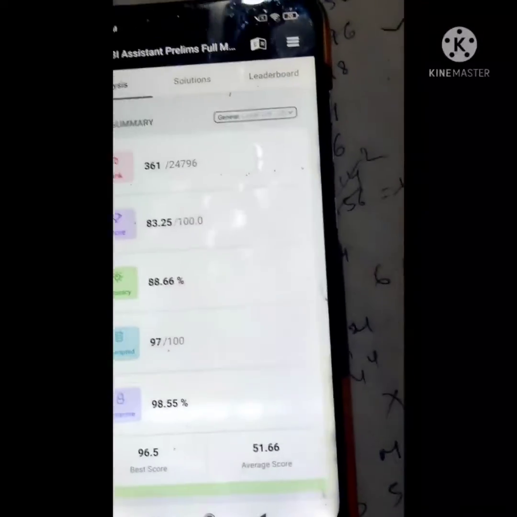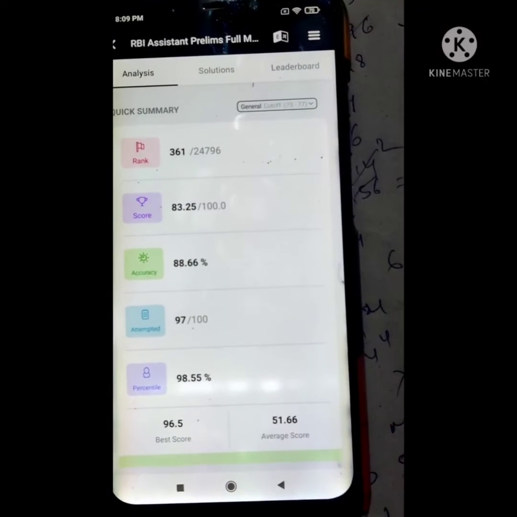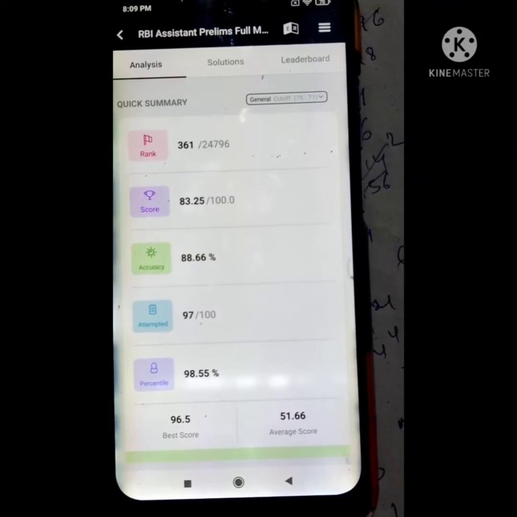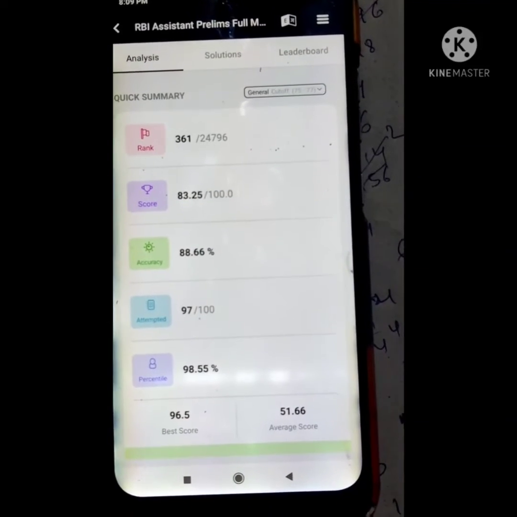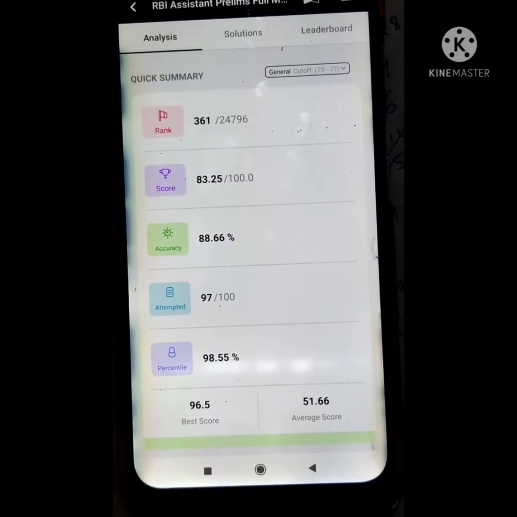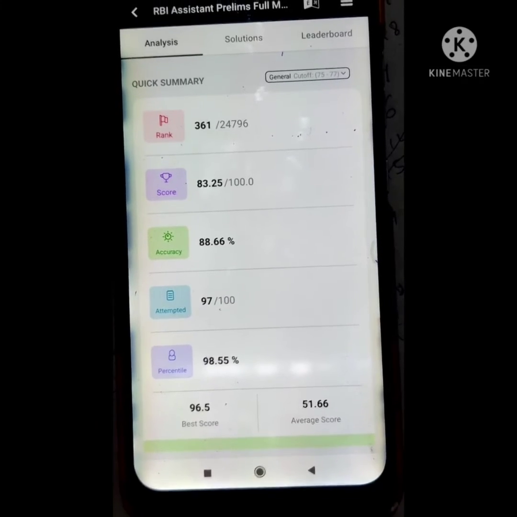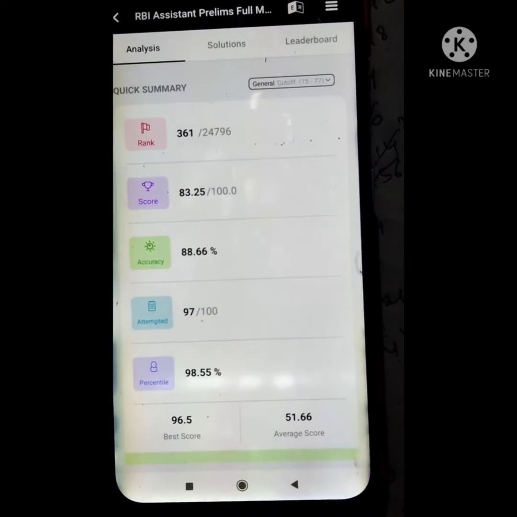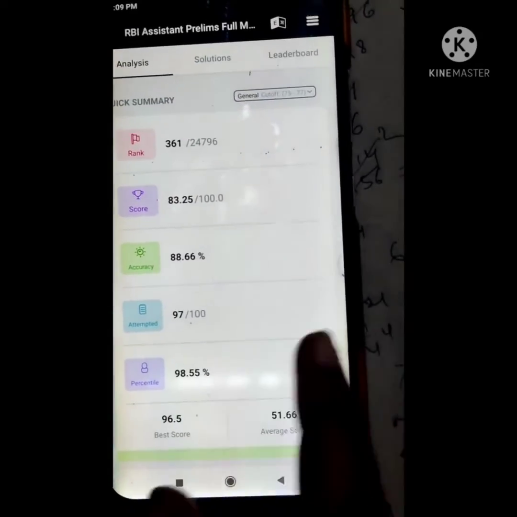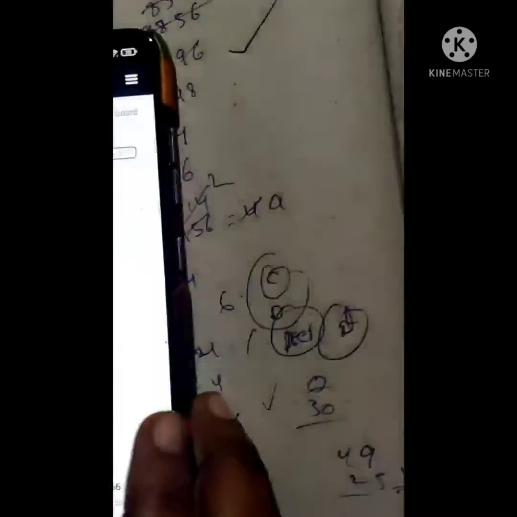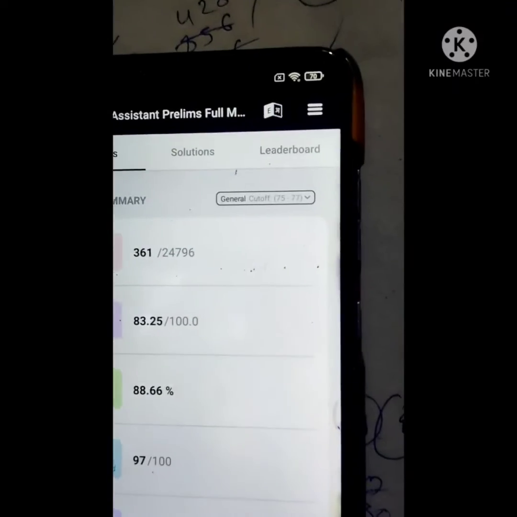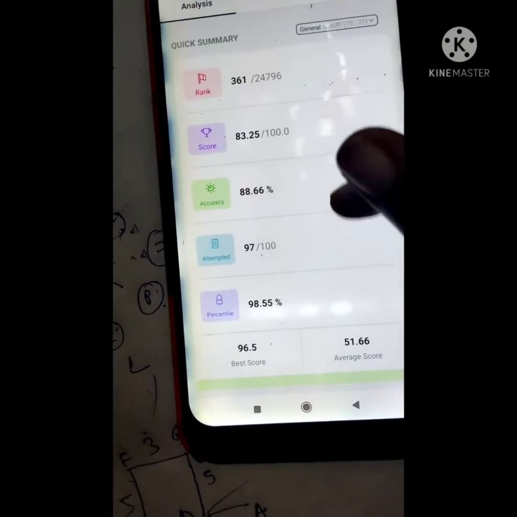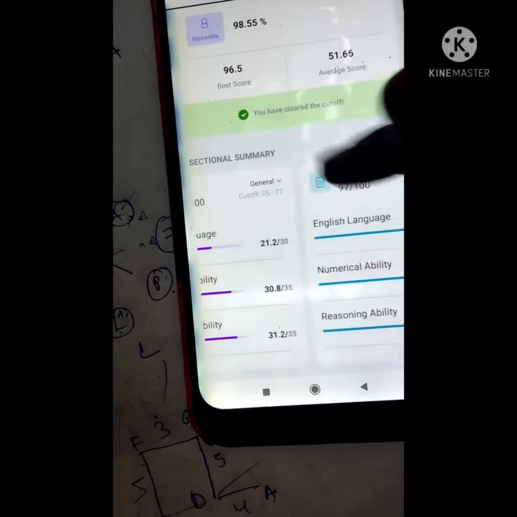83.25 marks and I attempted overall 27 questions and my accuracy is 88.66% and my percentile was 98.55% and my rank was 361 out of 24k plus students. So the given expected cutoff was 75 to 77. So this is my score.